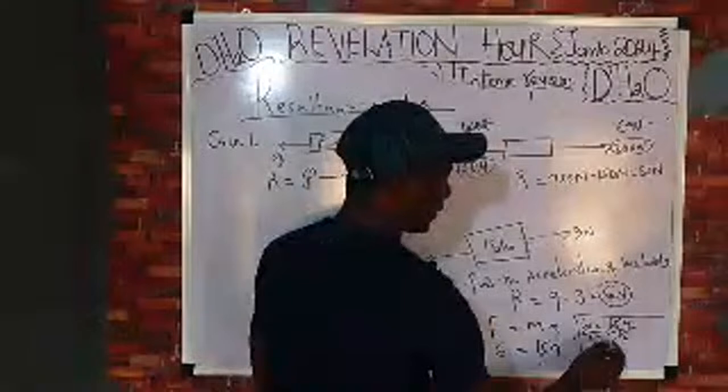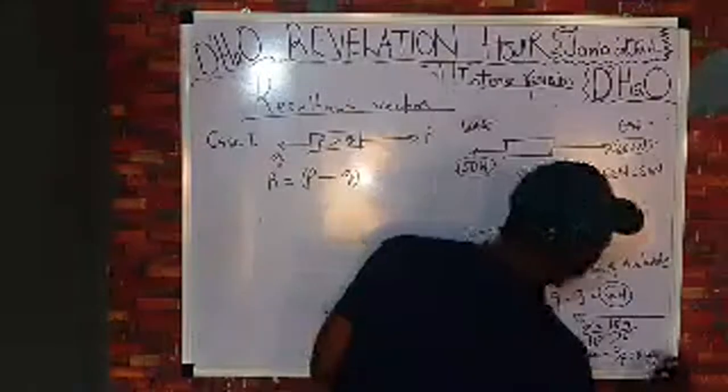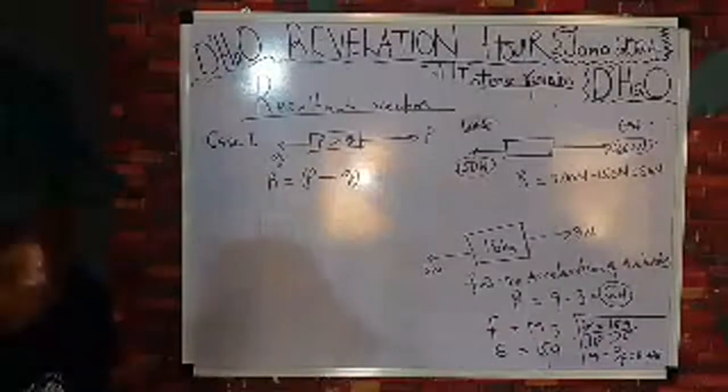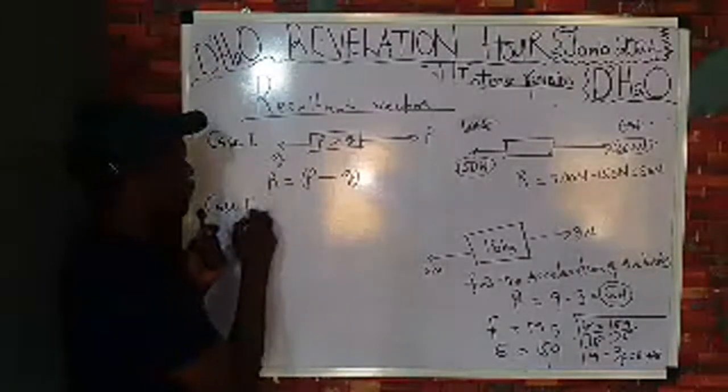If I divide here by 3, I'll get 5. So 2 over 5 will give us 0.4 meters per second squared. Please take note of that. Take note of that. So for case 2, please let me rush it fast.